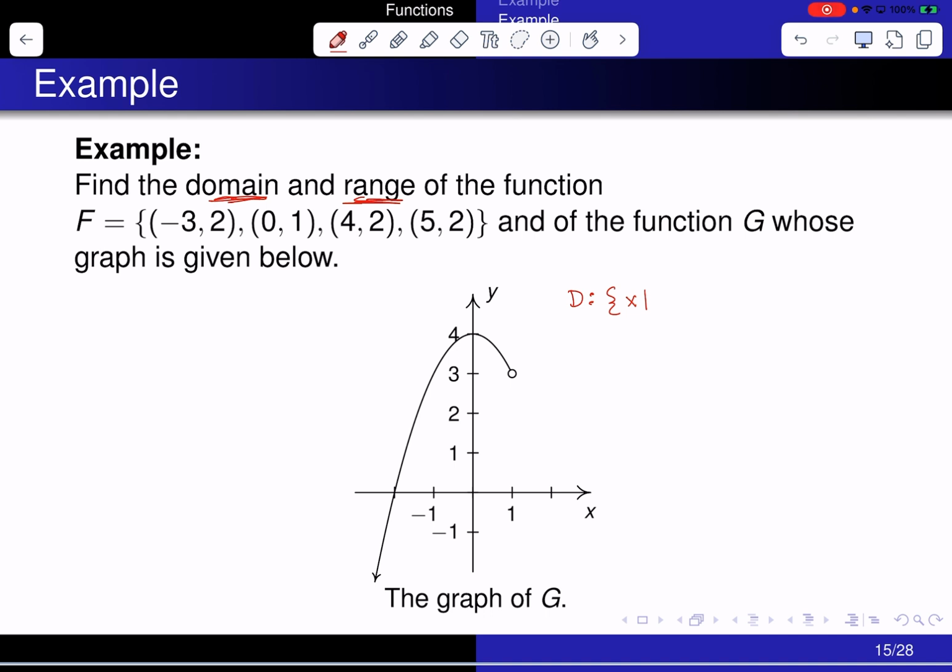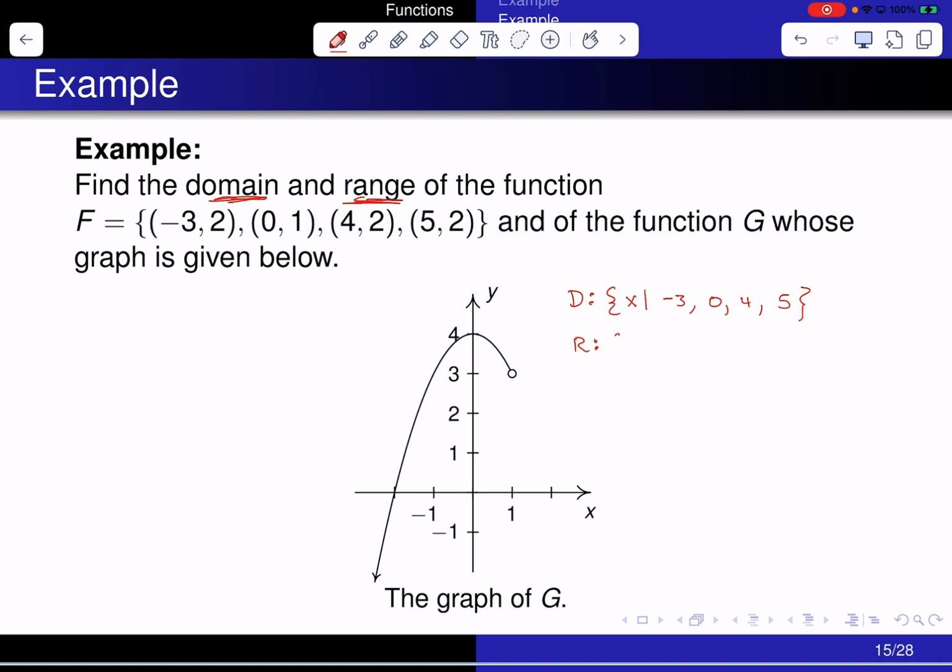So what would the domain be here? What is it? -3, 0, 4, 5. Okay, there it is. Just list the x values. Do we have to write it in that form with the x such that? You can just do the braces and just list the x's.